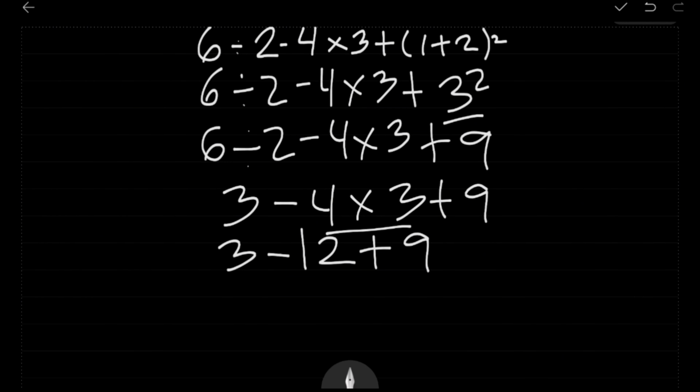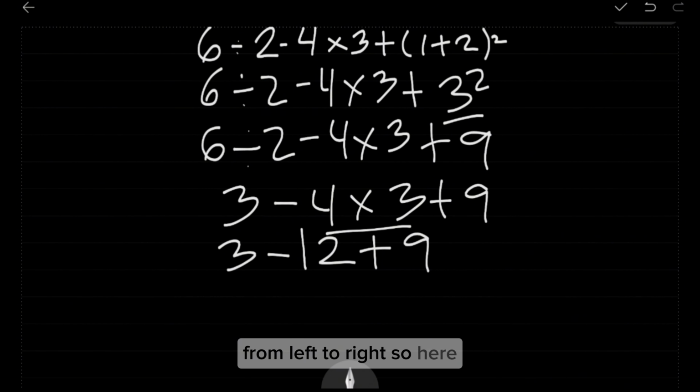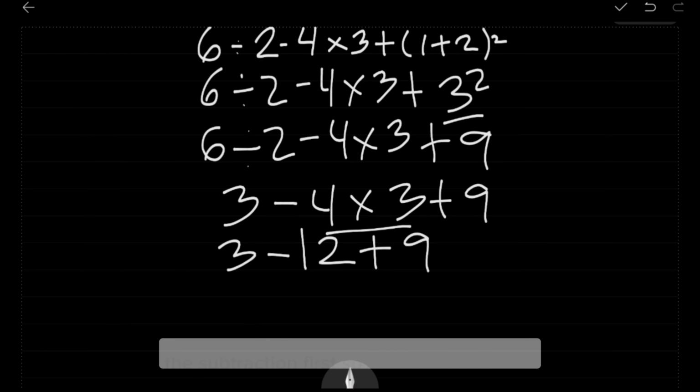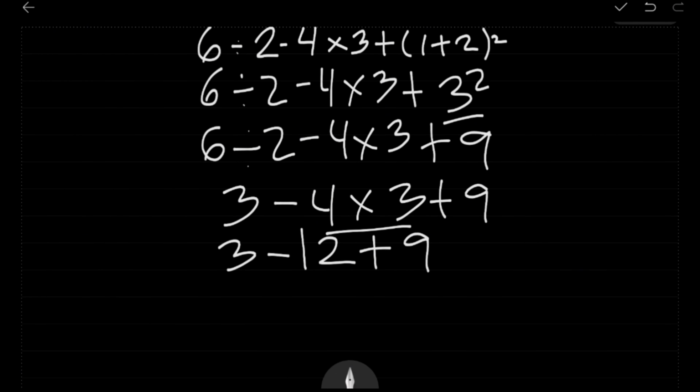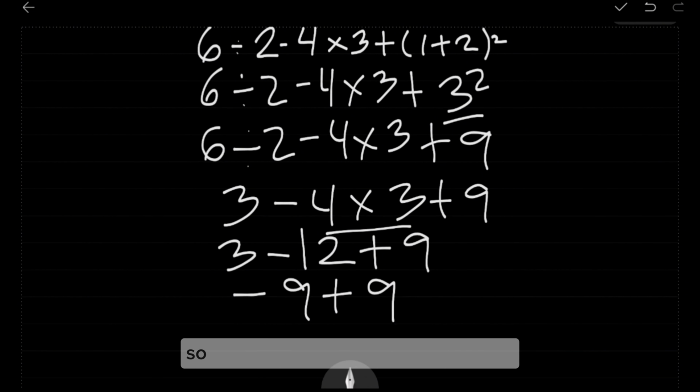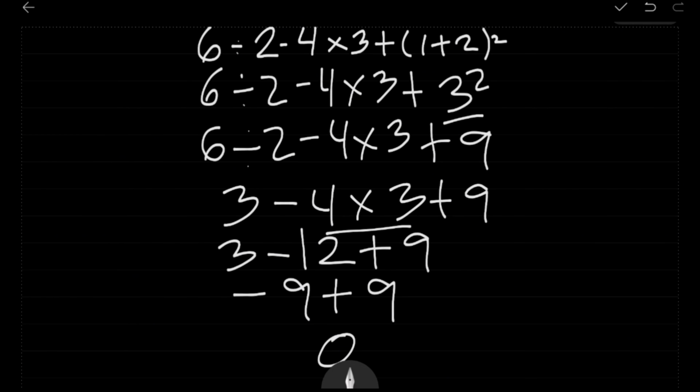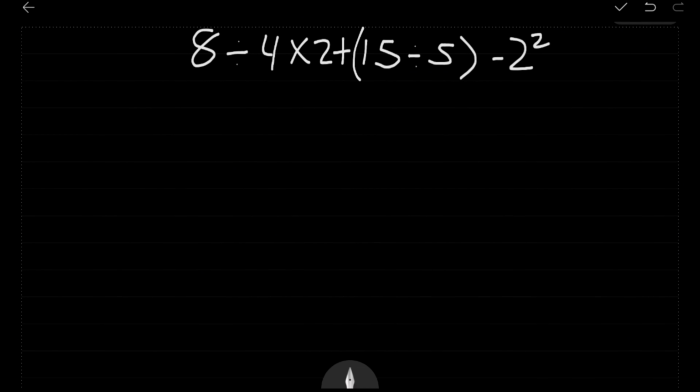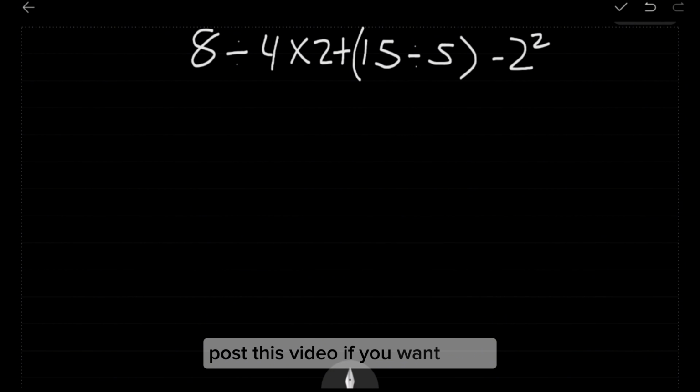Since it is the same as multiplication and division, we will perform the operations from left to right. Here we have the subtraction first. 3 minus 12 is equal to negative 9, plus 9. Negative 9 plus 9 is equal to 0. So the answer for this numerical expression is 0. Pause this video if you want to try solving this problem on your own.